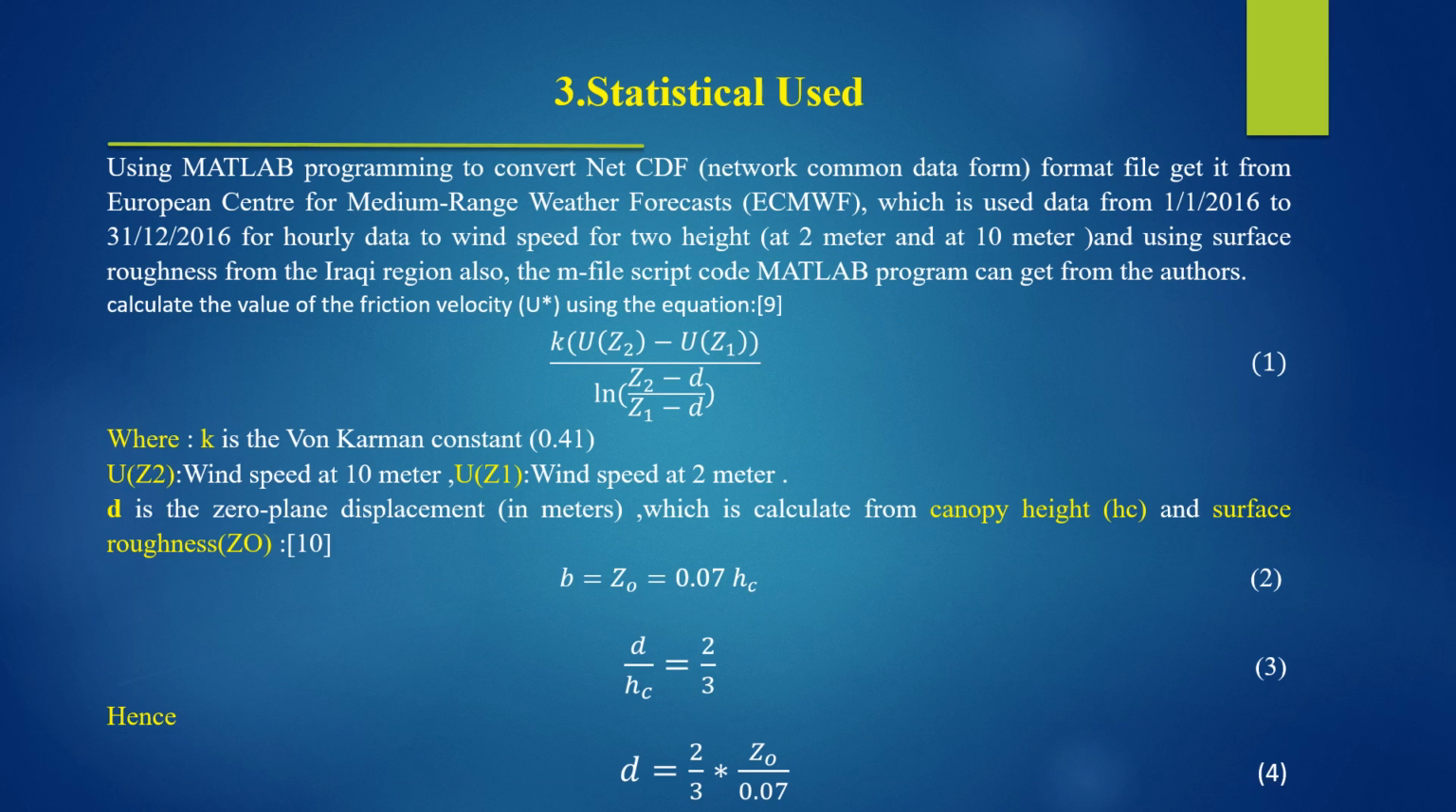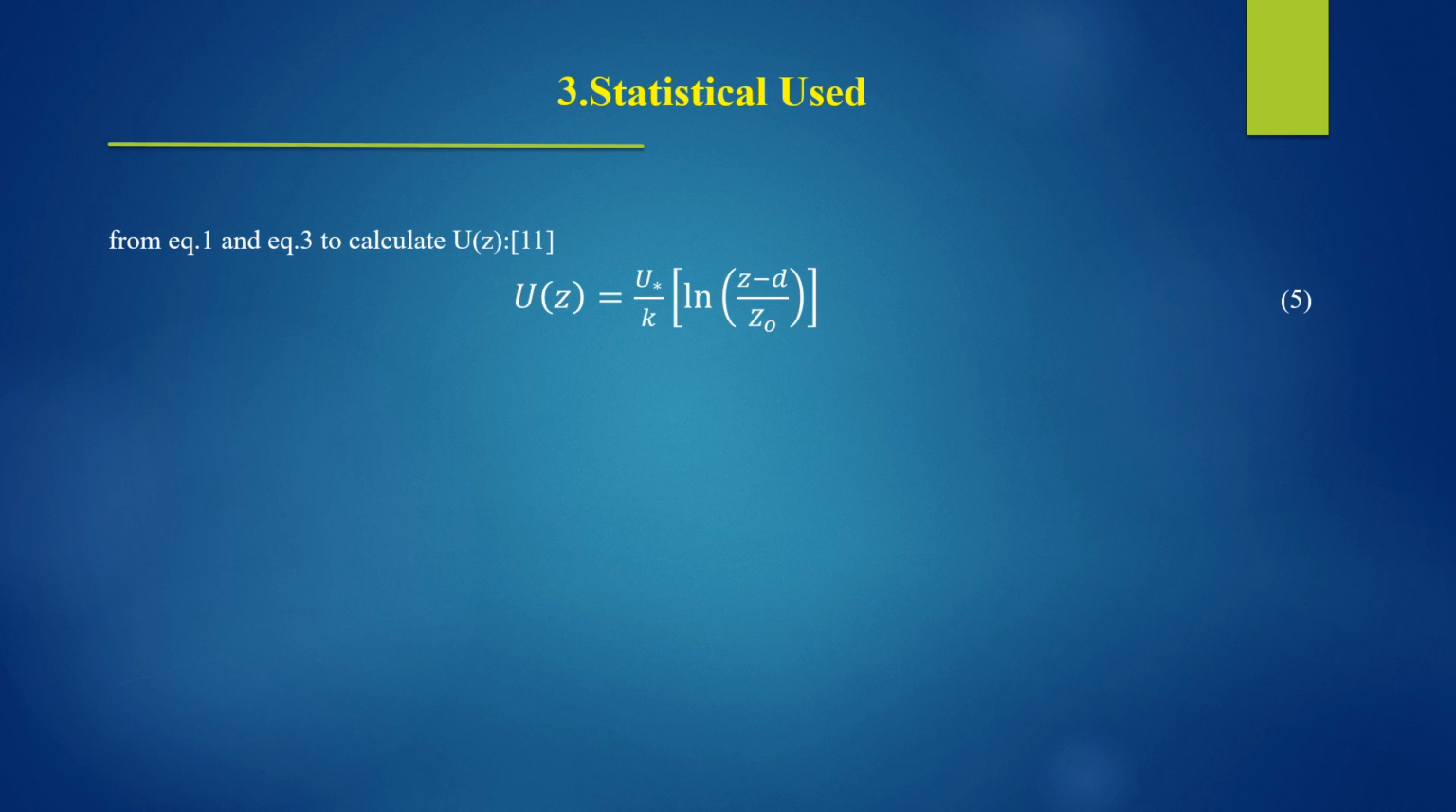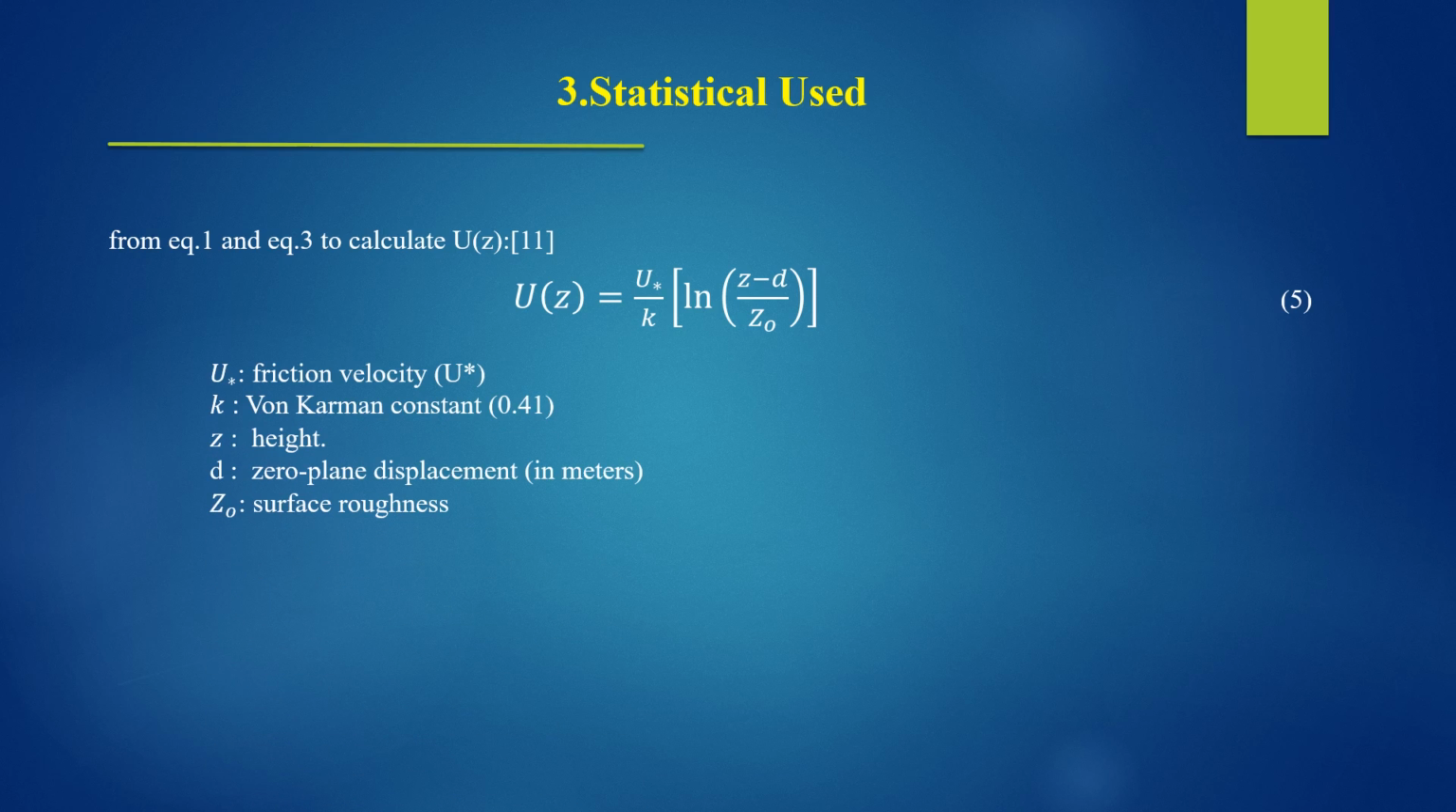Statistical analysis used MATLAB programming to read the data for wind speed. So the final formula to calculate U of Z, the wind speed at any height, is obtained from equation 5.